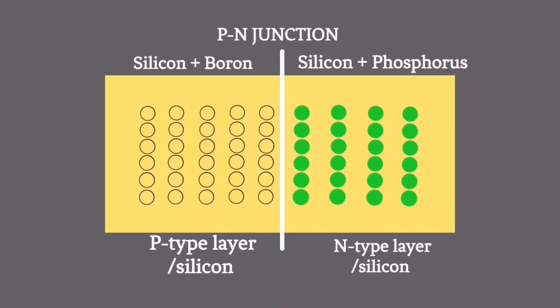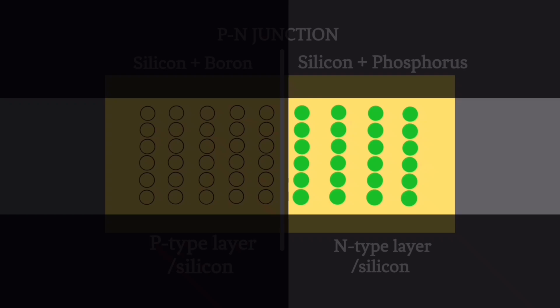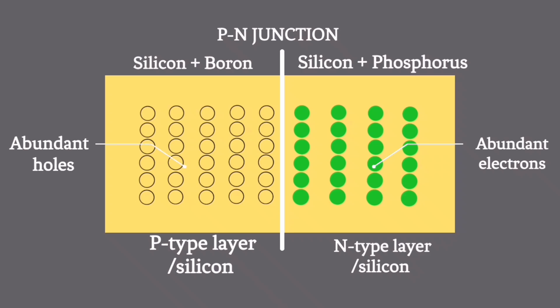In this situation, all the silicon atoms are bonded together. The electrons are also not free to move. This prevents the flow of current. The N-type layer has abundant electrons, whilst the P-type layer has abundant spaces to accommodate electrons, known as holes.